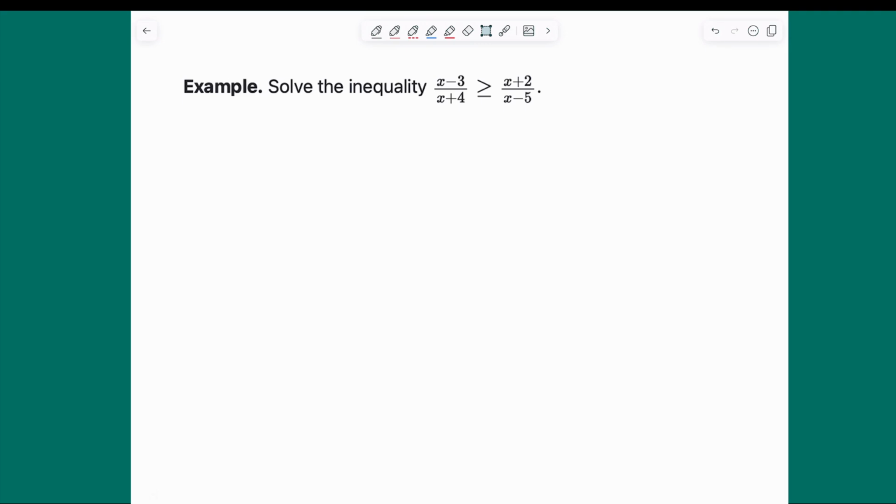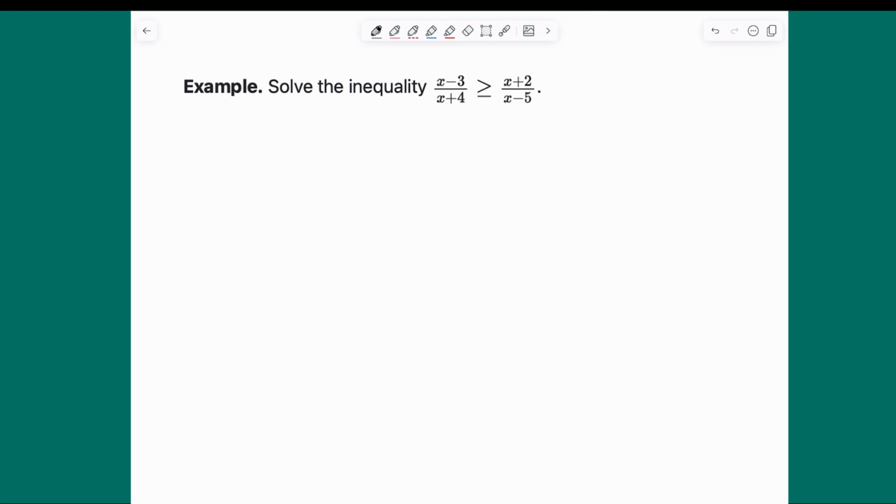Okay, so we want to solve the inequality (x - 3)/(x + 4) ≥ (x + 2)/(x - 5). The first thing you do when you solve this type of inequality, which is what's called a rational inequality, is rewrite the inequality so that you have 0 on one side and the algebraic expression, or the rational function, on the left.